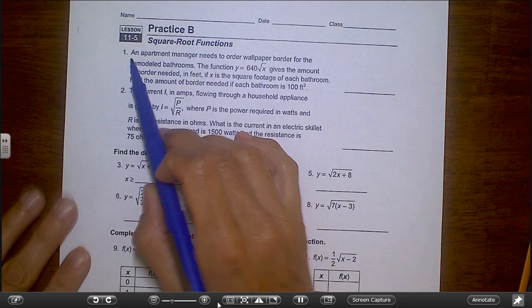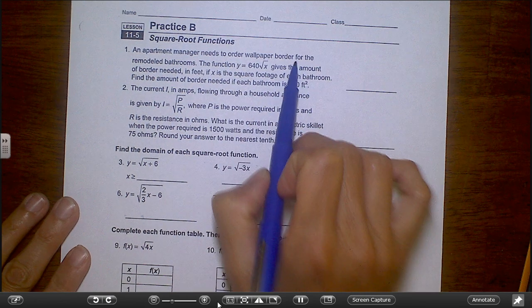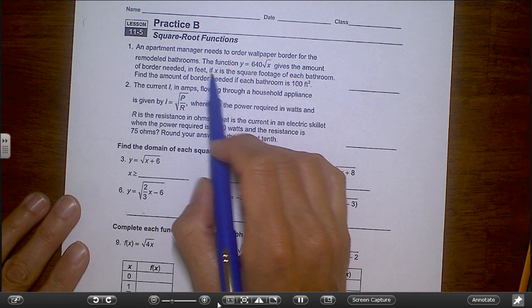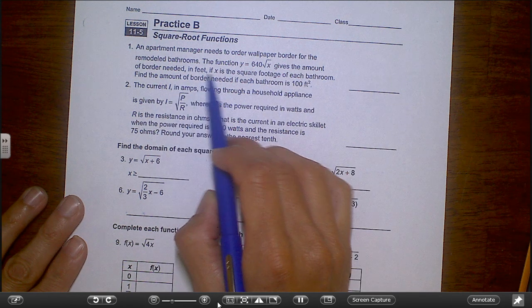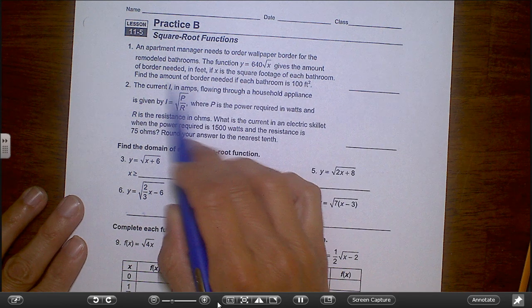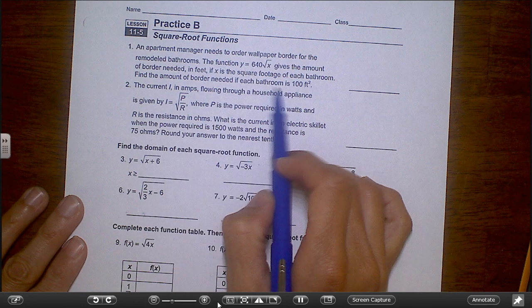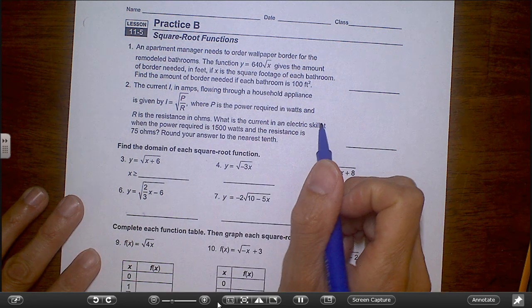So number 1, an apartment manager needs to order wallpaper border for the remodel of bathrooms. The function y equals 640 times the square root of x gives the amount of border needed in feet if x is the square footage of each bathroom. Find the amount of border needed if each bathroom is 100 square feet.